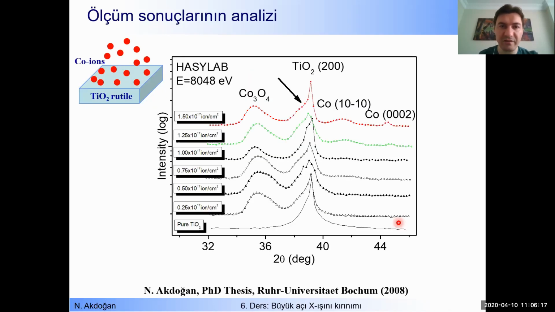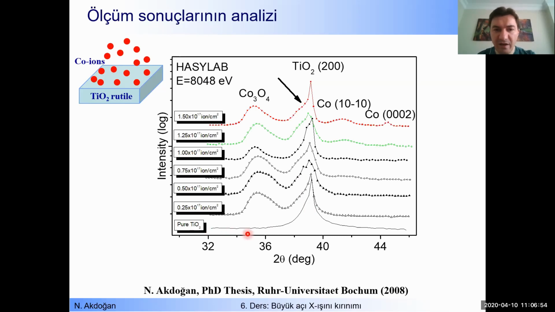Here we have more or less the same case. Here we have titanium dioxide rutile. Rutile is a different crystal structure, but in general, you can consider that it is within the family of tetragonal crystals. And we implant that titanium dioxide with cobalt ions, okay? So what happens? This is the pure titanium dioxide without ion implantation. After cobalt ion implantation, we see a shoulder on the left side, okay?